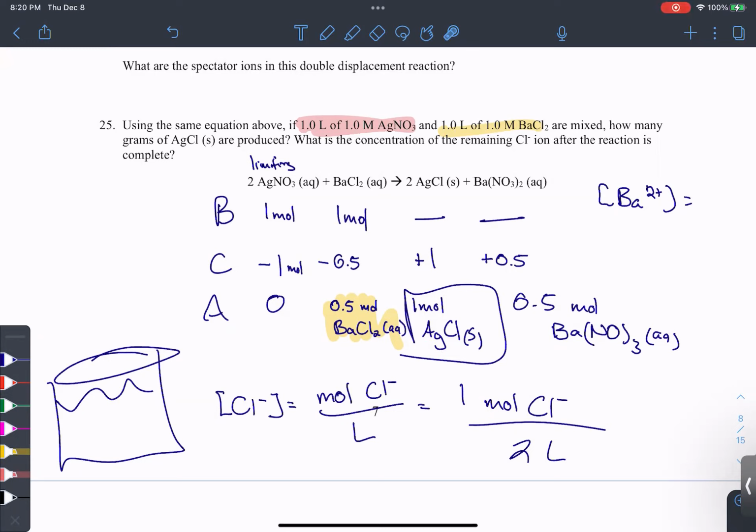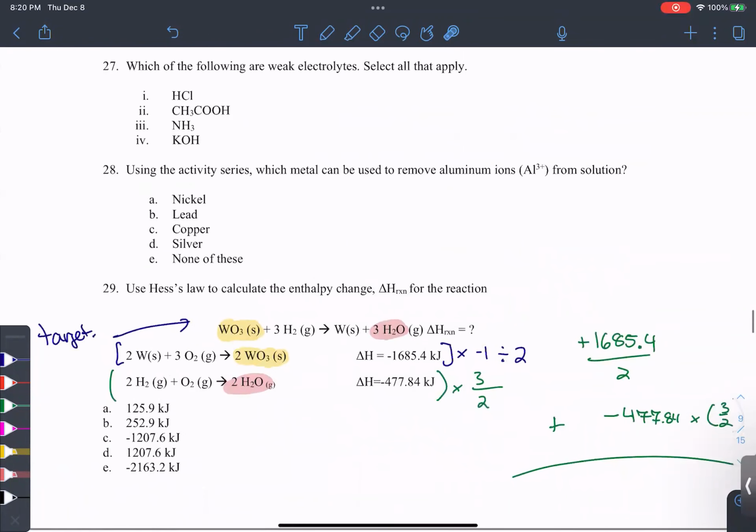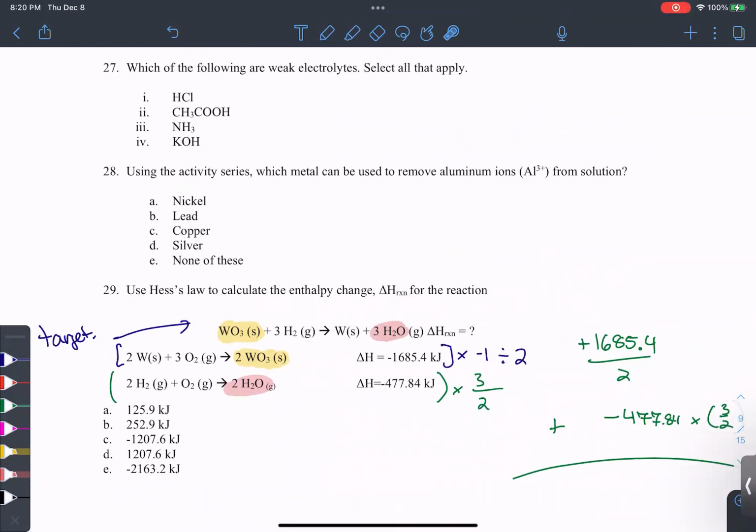Okay. 10 minutes. 10 minutes. 28, so I can scroll less. All right.